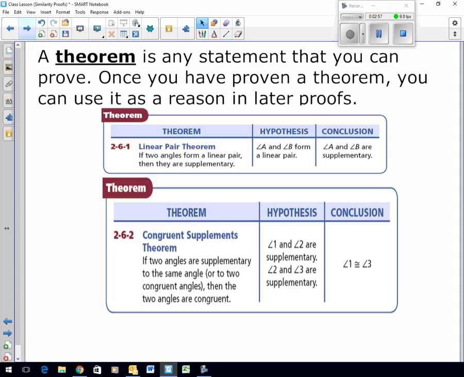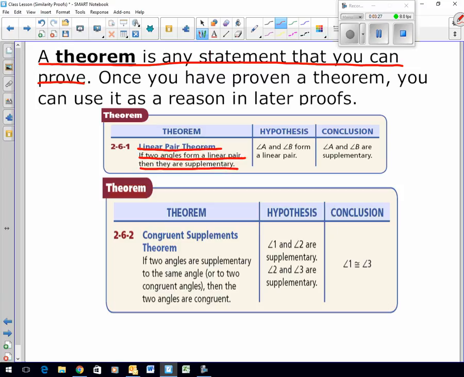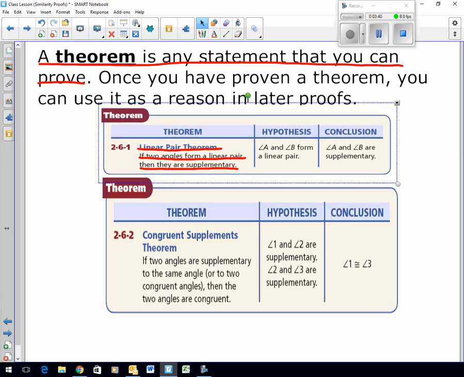Today, we need to write down a couple different theorems. You need to write down the definition of a theorem, for sure. A theorem is any statement that you can prove. Very simple definition. Once we've proven a theorem, we're going to be able to use it as a reason in later proofs. Write down for me what's called the linear pair theorem. The linear pair theorem says if two angles form a linear pair, then they are supplementary. If two angles form a linear pair, then they are supplementary.